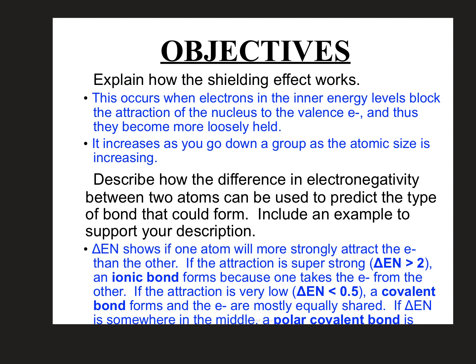And then you need to be able, like we did on that worksheet the other day, to predict the type of bond that can form by looking at the difference in the electronegativities, which is your delta E in there. Right? So you know that it's ionic if it's bigger than 2. It's covalent if it's less than 0.5, and anything in between there is polar covalent.